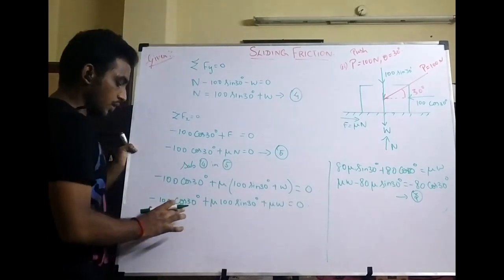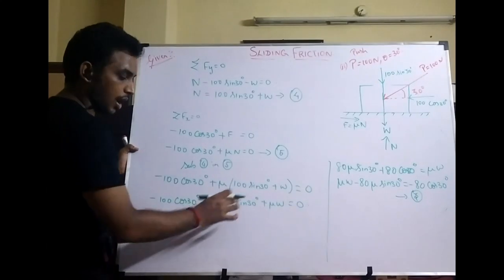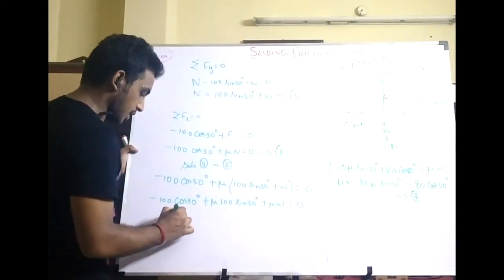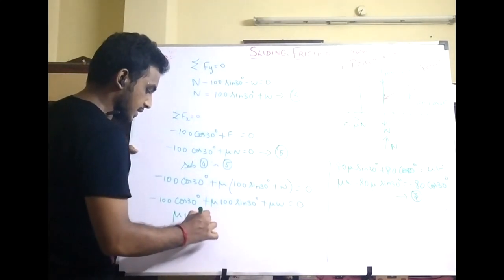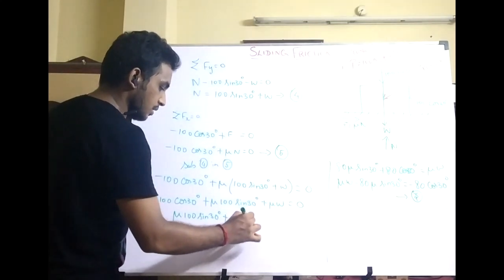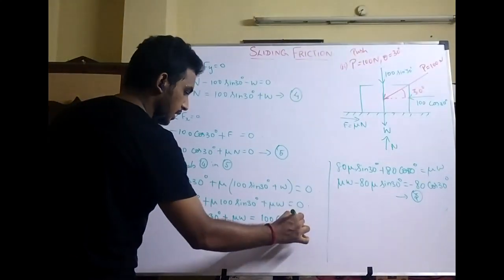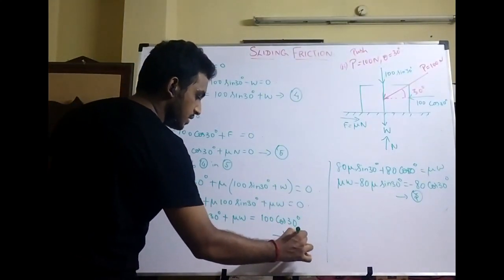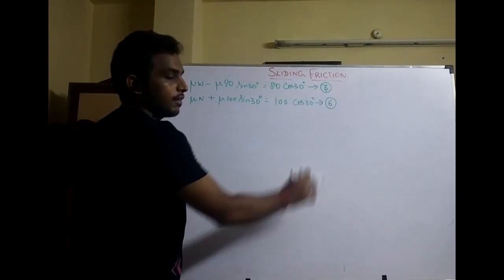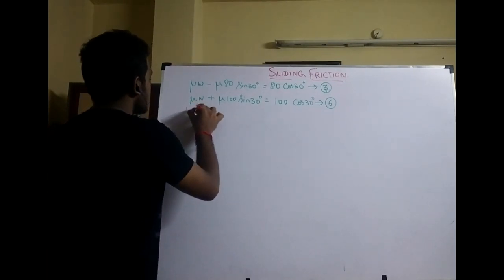Now I am going to keep all the mu values on one side and the constant term on the other side, as in our equation number 3. We get mu 100 sin 30 degree plus mu W, which is equal to 100 cos 30 degree. In case 1 we arrived at equation number 3, and from case 2 we arrived at equation number 6. So I am going to subtract equation 6 minus 3.